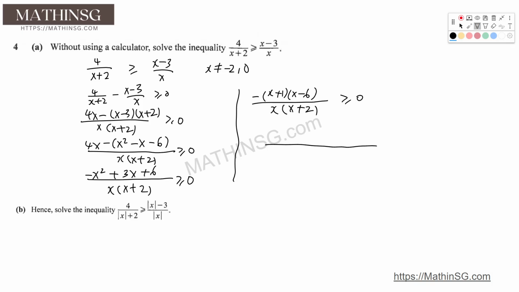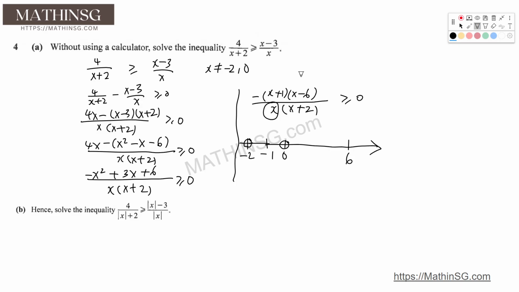Now let's draw out the number line. I need more space. So x equals to minus 2, x equals to minus 1, and x equals to 6. I'm interested in these points because of these factors. When I put in these values, 0, minus 2, minus 1, and 6, the expression will be equals to 0 or undefined. We know that at these 2 points, 0 and minus 2, they will be undefined, so I put an open circle.